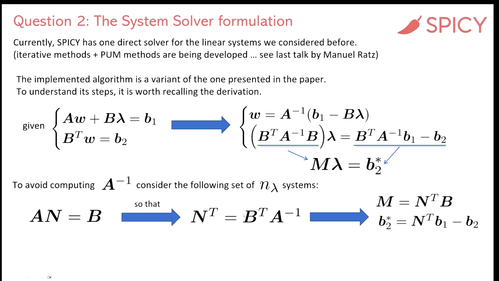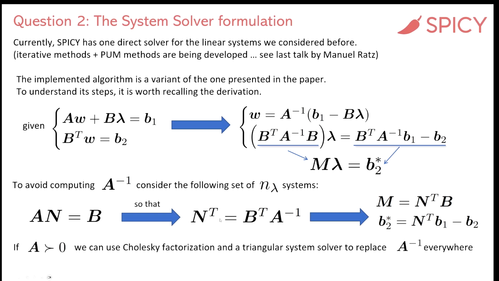This lets you save a lot of operations. But what is even more interesting is that if you solve this in a clever way, then you can also reuse some of this computation later to compute the weights. And now what's the clever way here is to use Cholesky factorization. That will break the matrix A into two triangular factors, and then you can use triangular system solvers to replace A inverse everywhere, and this will be very efficient.